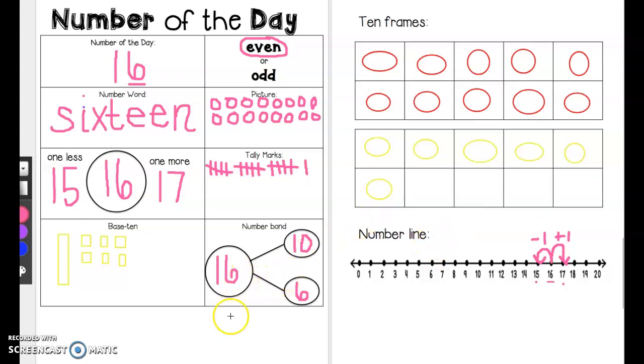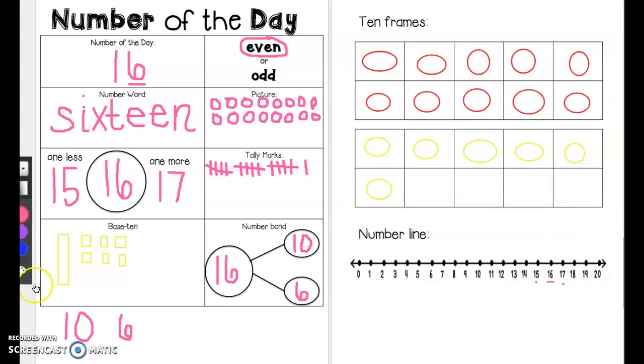All right, so now let's think of a story problem to go with our number of the day. So if I am going to go fishing and I bring 10 worms to fish with, and my friend meets me and they bring 6 worms to fish with. How many worms do we have all together? I want us to look this time at our number line to try and figure it out.